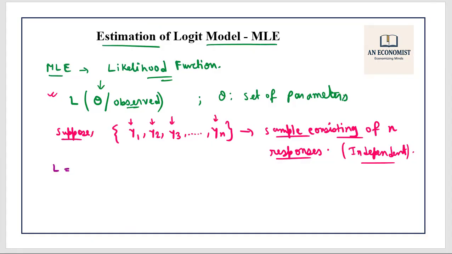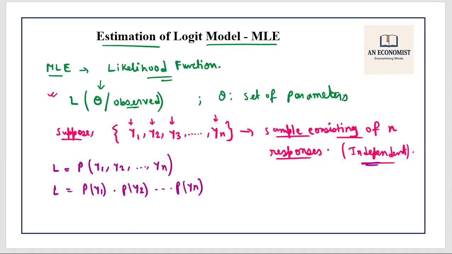The likelihood function will be simply the probability of y1, y2, y3 up to yn. And this can also be written as probability y1 into probability y2 into probability yn. So joint probabilities can be written as a product of individual probabilities when the responses are independent. That is why I have emphasized that this independence assumption is important. So this is the likelihood function that you have, and you can break it down into this product format.